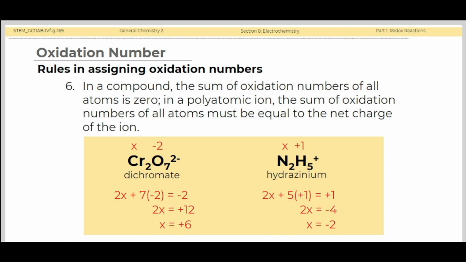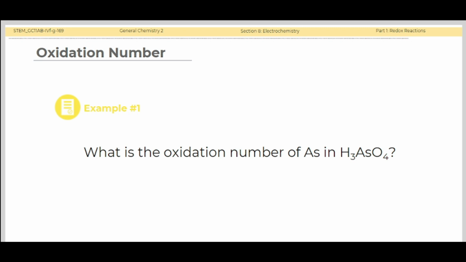In the case of hydrazinium ion, hydrogen has an oxidation number of positive 1, and the sum of the oxidation numbers is positive 1. With this, we get the oxidation number of nitrogen, which is negative 2. Example number 1. What is the oxidation number of arsenic in arsenic acid?